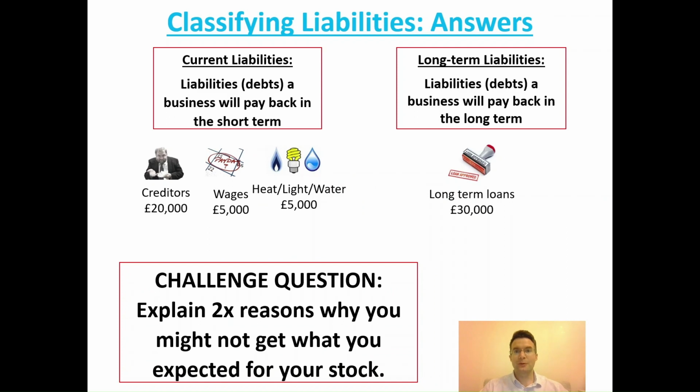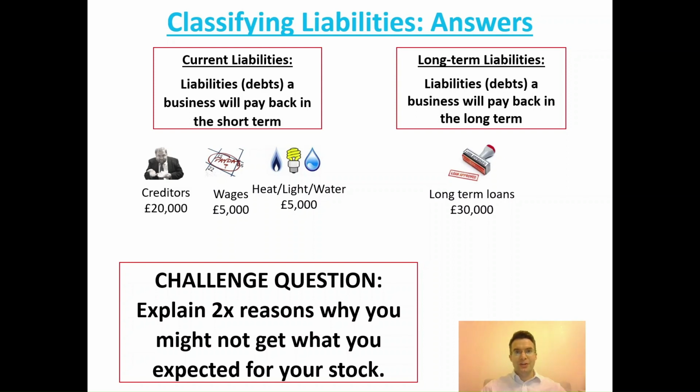On the other hand, we've got long-term liabilities. Long-term, of course, means things that we will keep on paying for longer than a year, sometimes a lot longer. Out of those 4, the only one which really could be called a long-term liability is long-term loans. Long-term loans can be paid over many, many years, so that would be classed as a long-term liability.